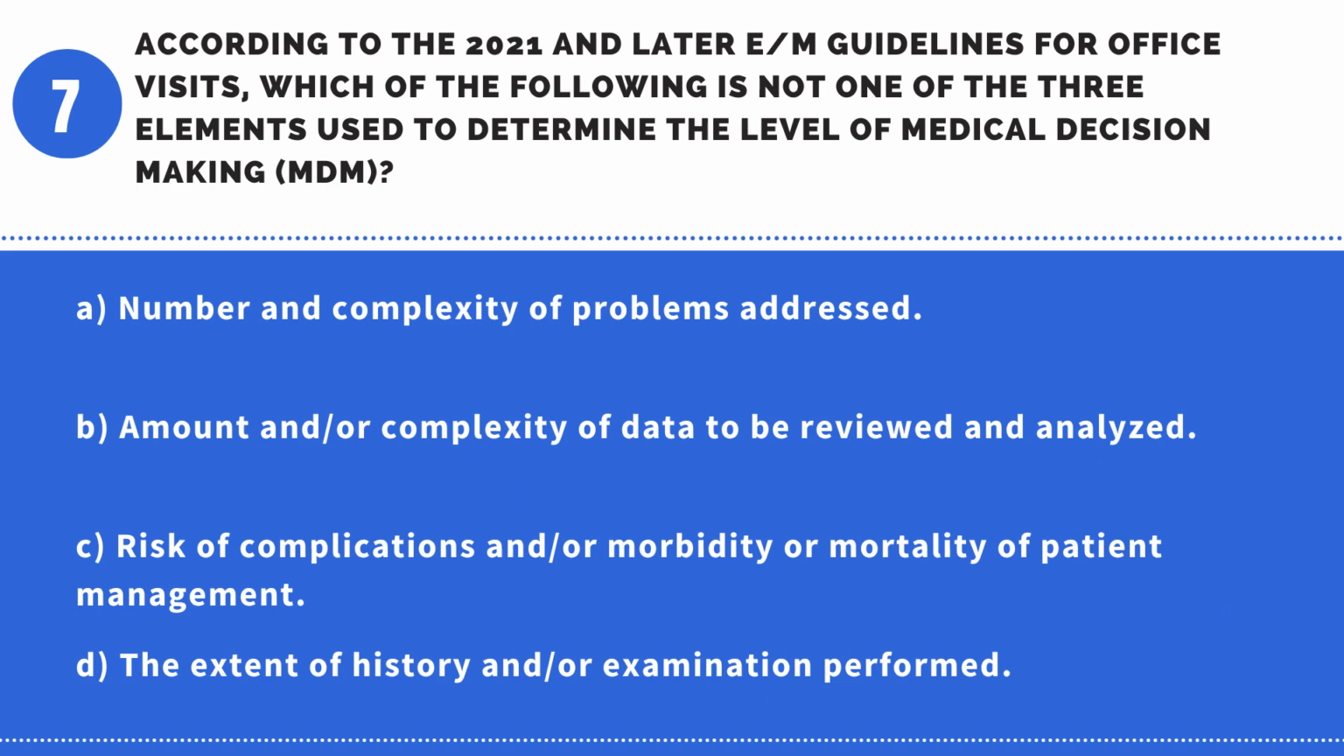Question 7. According to the 2021 and later E/M guidelines for office visits, which of the following is not one of the three elements used to determine the level of medical decision-making, MDM? A. Number and complexity of problems addressed. B. Amount and/or complexity of data to be reviewed and analyzed. C. Risk of complications and/or morbidity or mortality of patient management. D. The extent of history and/or examination performed.